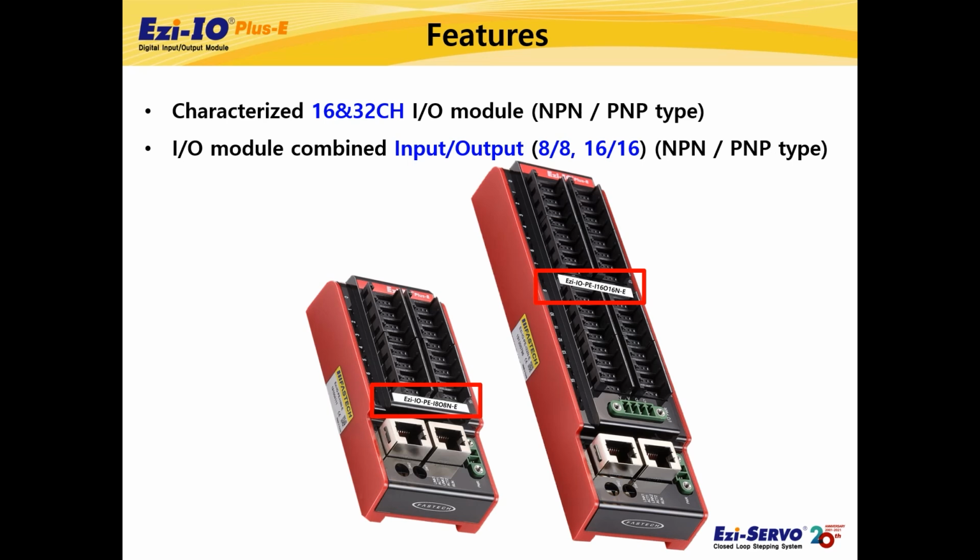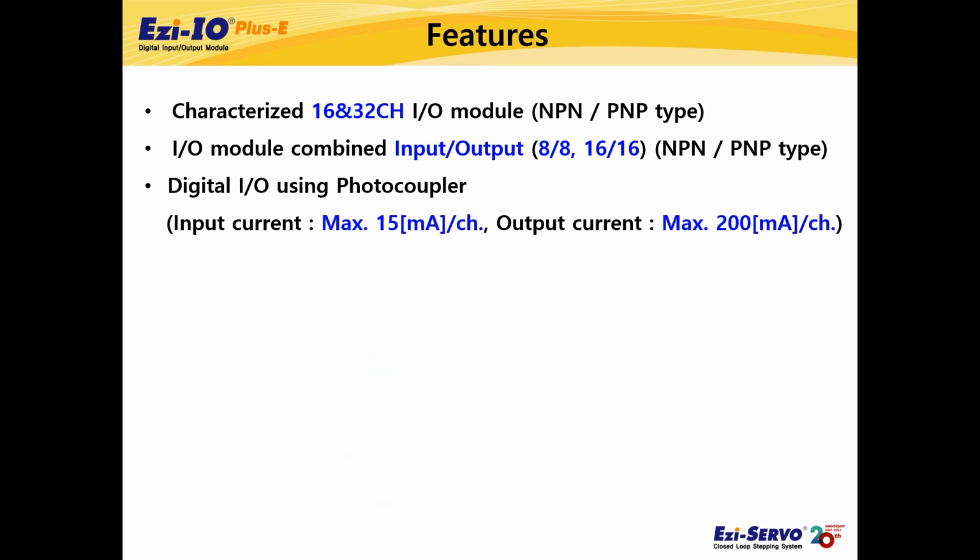In addition, Ezi-IO Plus-E provides NPN-type and PNP-type products to support input-output methods of various peripheral devices. Ezi-IO Plus-E is a digital I/O module using a photocoupler. The maximum input current for each channel is 15 mA and the maximum output current is 200 mA.